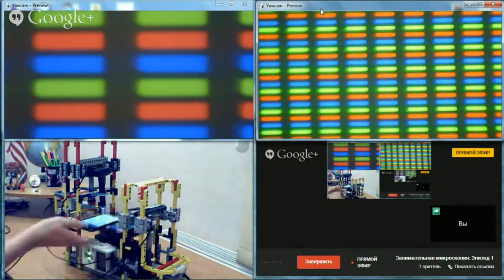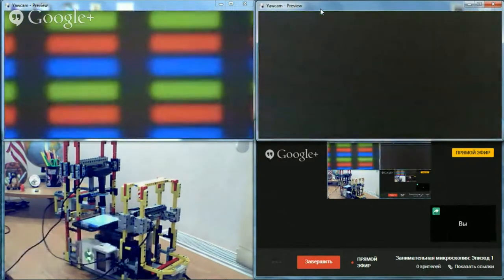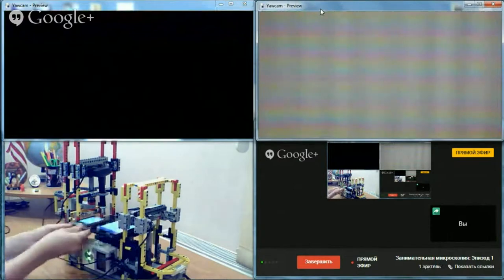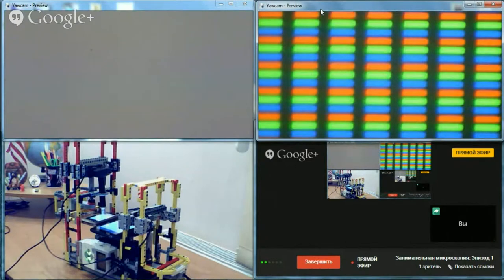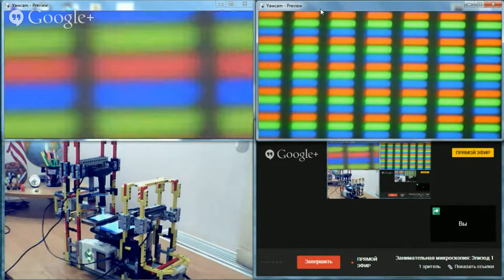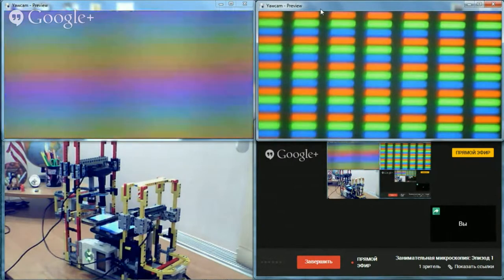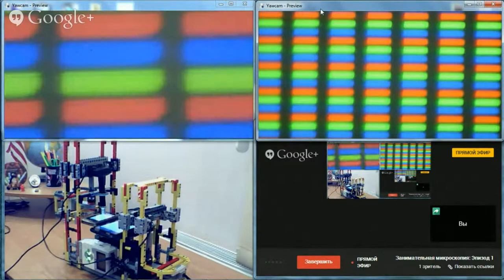And now, let's see the pixels of an old LG. The form of the pixels does not have straight angles.